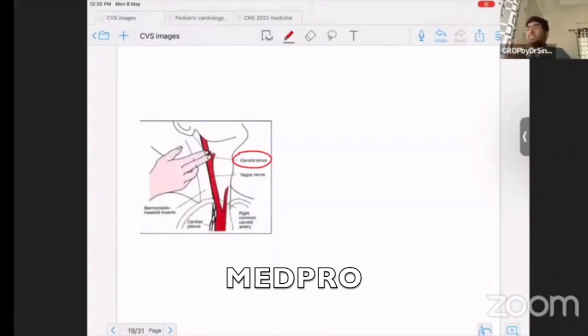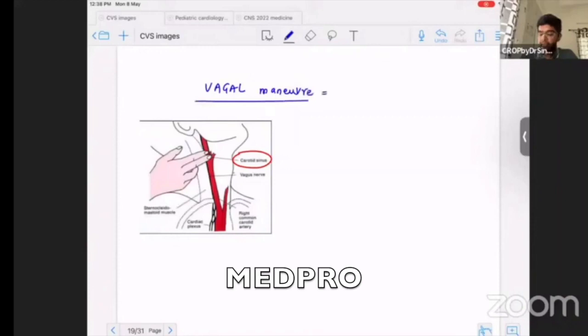What is the advantage of massaging the carotid sinus area? In the carotid sinus area, there are carotid bodies, which are related to the vagus nerve. In other words, what are we trying to do by stimulating the carotid sinus? We are stimulating the vagus nerve. This is what we call vagal maneuvers.